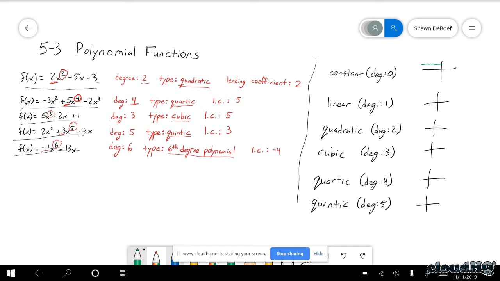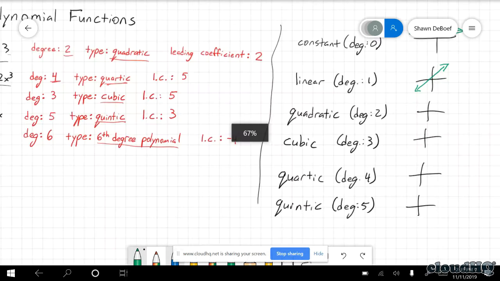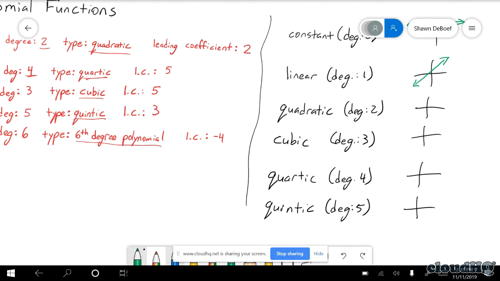I don't know if you recall, but the graph of a constant is just a horizontal line. Linear is also a line, but it's going to be sloped. Quadratic, we know from last unit that that's just a parabola. And then the rest of these are new. So a cubic might look like this. A quartic might look like this. A quintic might look like this.